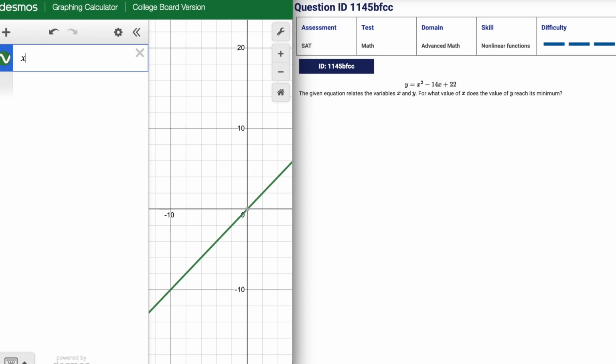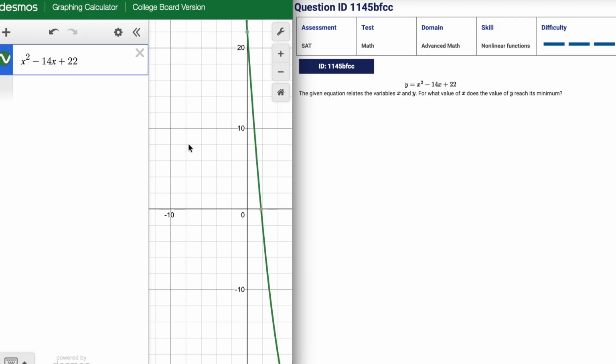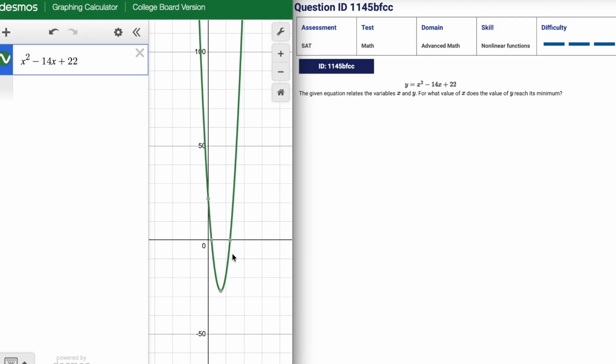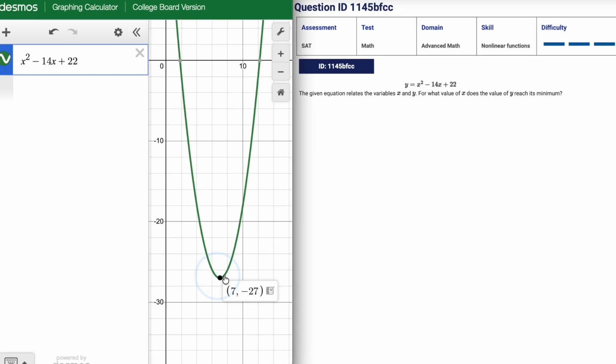What I would do is just plug it into Desmos, x squared minus 14x plus 22. So now here, I can see that the minimum is at negative 27. So the value of x here is just 7. So your answer here would be 7.